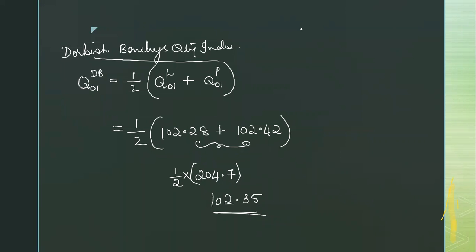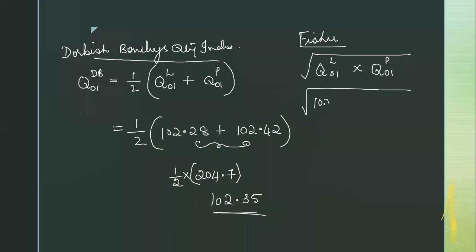Now, last one, the final one under Fisher. So what we are taking is the geometric mean. That means we are taking the square root of the Laspeyres and the Paasche, so Q01 under Laspeyres into Q01 under Paasche. Now we have already written here the values. Square root of 102.28 into 102.42. We take the same values of Laspeyres and Paasche, into, because we are taking the geometric mean.